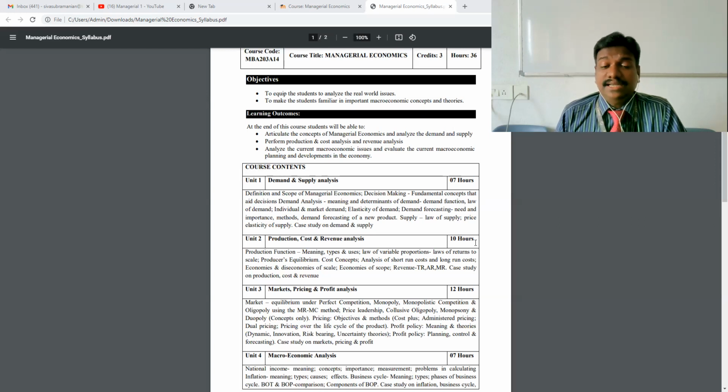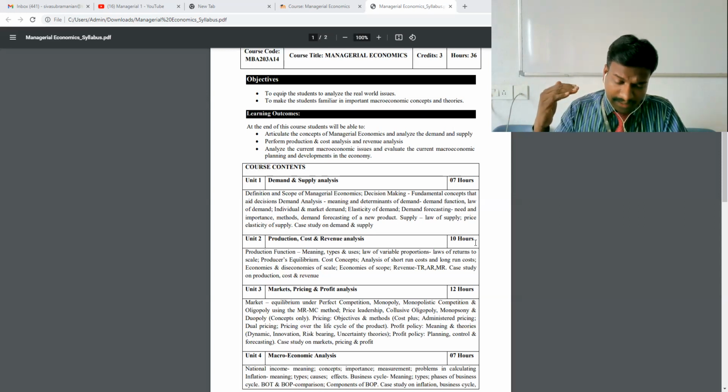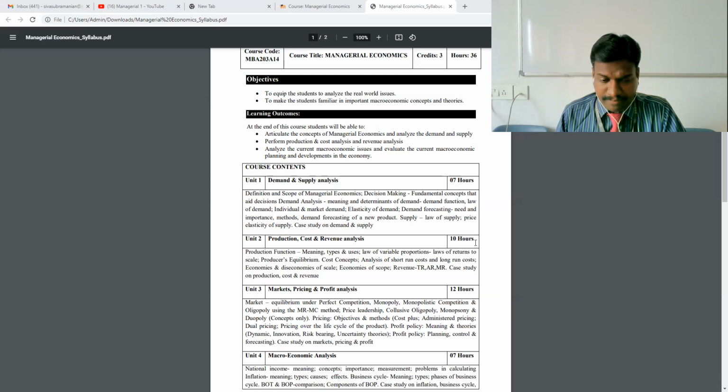Then we should also understand the market. What are the different types of markets we have? If we take the example of perfect competition, and under imperfect competition, there are many sub-markets, like the monopoly market, duopoly market, oligopoly market, and monopolistic competition. Like that, there are various market natures and functions, and how the price is determined in these different markets.